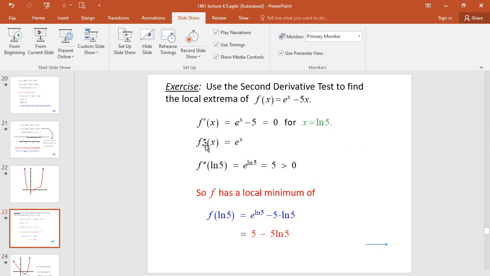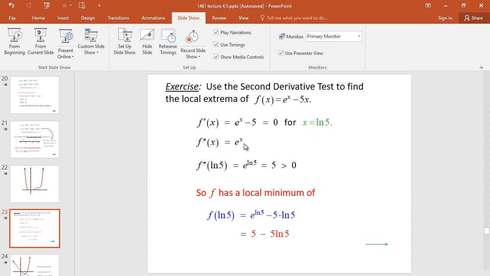Now if I take the second derivative of f, I get e to the x, and the second derivative evaluated at ln of 5 would be e to the ln of 5, which is 5, which is positive. So we see that the second derivative is positive at the critical point, so the function is concave up at this critical point, which means f has a local minimum at ln of 5.